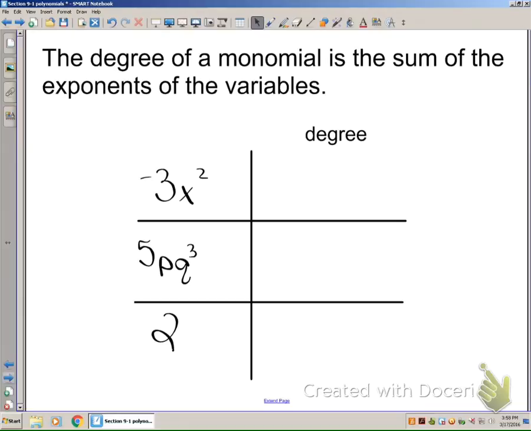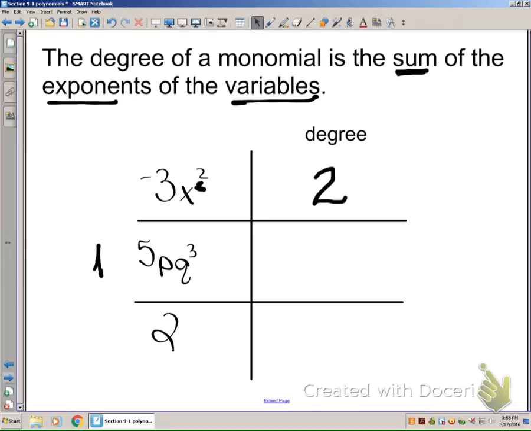Let's put that into English. Sum means we add them all together. Exponents are these little numbers, and of course the variables are just the letters. So we're adding all the exponents of the letters. So on this one, the only letter that I have is x, and its exponent is 2. So this monomial has a degree of 2.